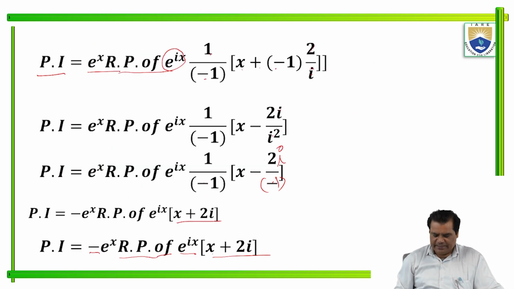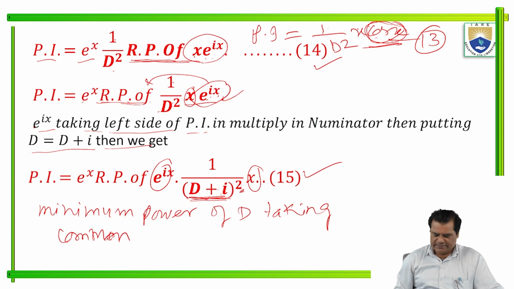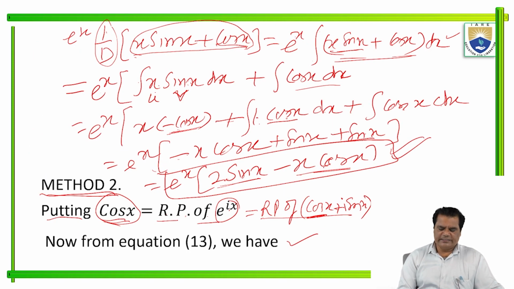First method I have applied here. Then what is their answer? Here it is 2 sin x minus x cos x, e to the power x. So the answer is the same. In both methods, we get the same answer. So here we can apply more than one method in our question.